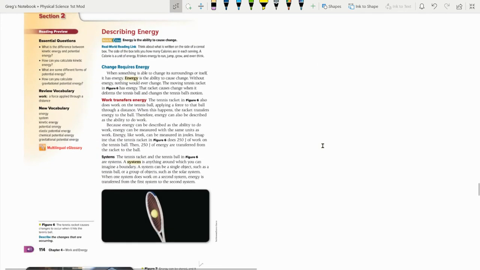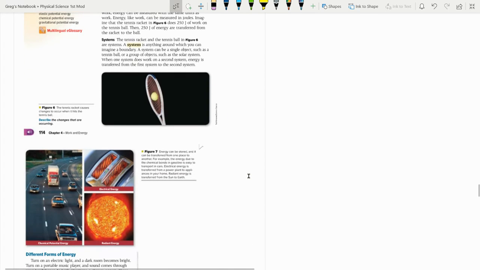And that brings us to section 2, describing energy. Energy is the ability to cause a change. Change requires energy. Right here with the tennis racket, in the notes you're going to see somebody hitting a tennis ball, and I explain how energy is changing the motion of the ball. We also have a system. A system is anything around which you can draw or imagine a boundary. And again, in the notes, we talked about a solar energy system heating a house.